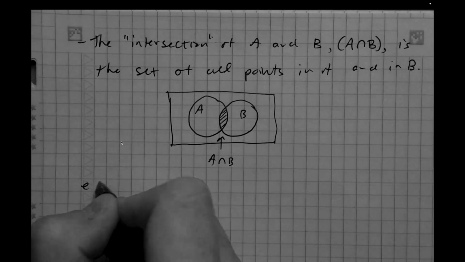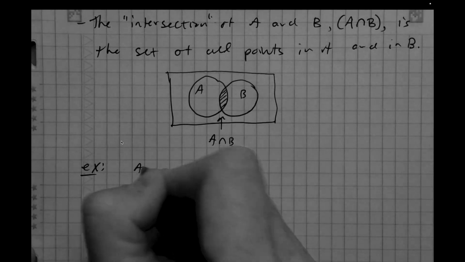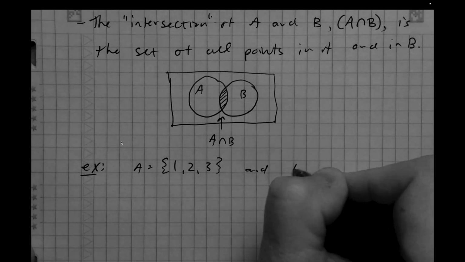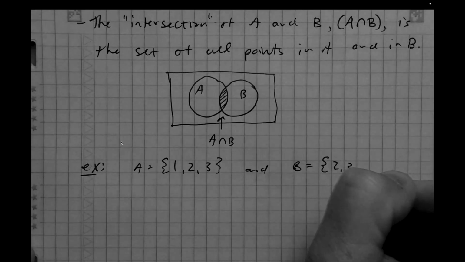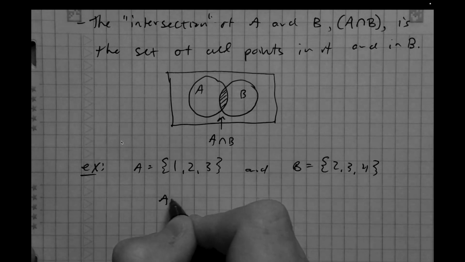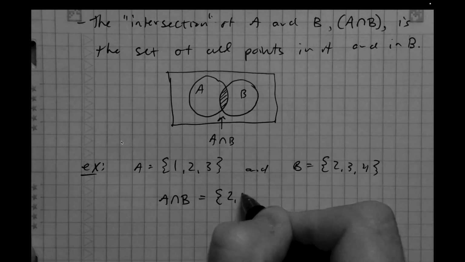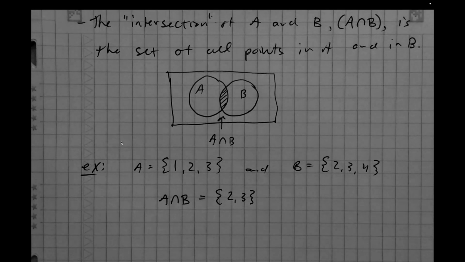So our same example from before, if A is equal to 1, 2, 3, and B is equal to 2, 3, 4, then the intersection of these two sets, A and B, is equal to 2, 3. Those are the elements that A and B have in common. Very good. So the intersection and the union will be very important for our probability theory examples and our definitions.